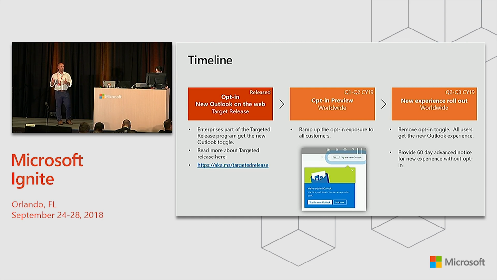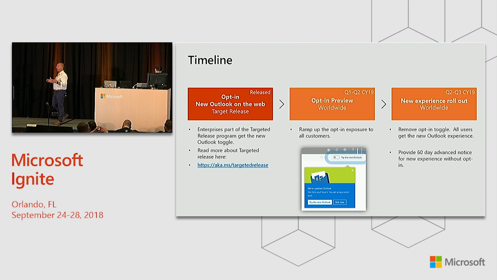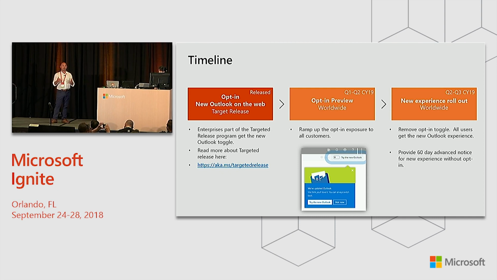But then in the beginning of next year, we're going to make the opt-in available worldwide. When that happens, it's a very important date. You're going to want to realize that at that point, we're basically signaling a 60-day advance notice where that opt-in is going to be available, and then we're going to begin the process of migrating everyone to the new client. So we highly encourage you to have your users broadly try out the experience during that time frame if you're not comfortable having them use it during this targeted release phase.